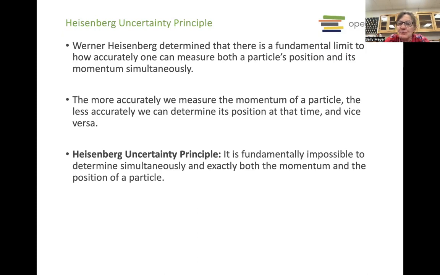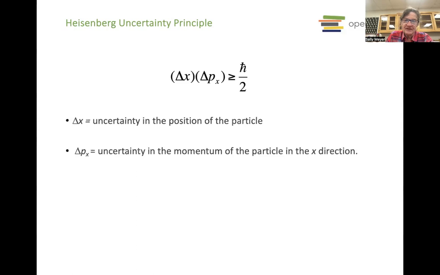So the more accurately we measure the momentum, the less accurately we can determine its position at that time, and vice versa. So Heisenberg's uncertainty principle: it is fundamentally impossible to determine simultaneously and exactly both the momentum and the position of a particle. And so put into an equation, delta x is the uncertainty in where the particle is, delta px is the uncertainty in its momentum in that same dimension. That's always going to be greater than or equal to h bar over 2.